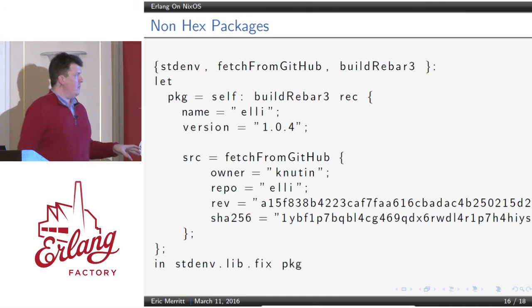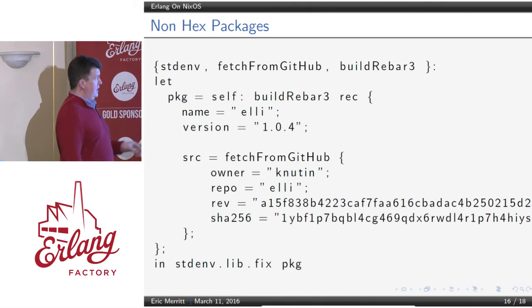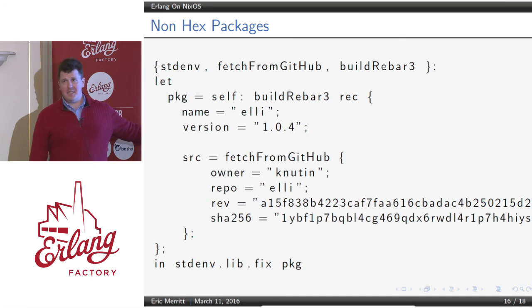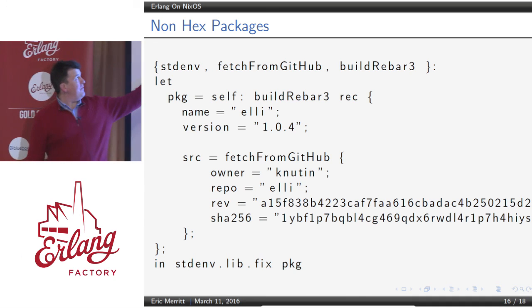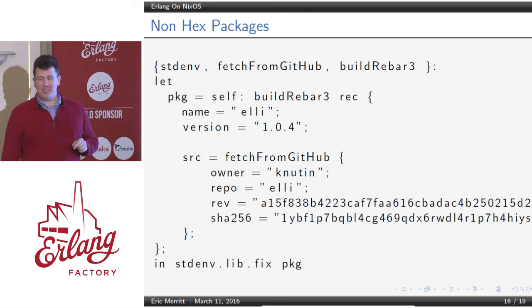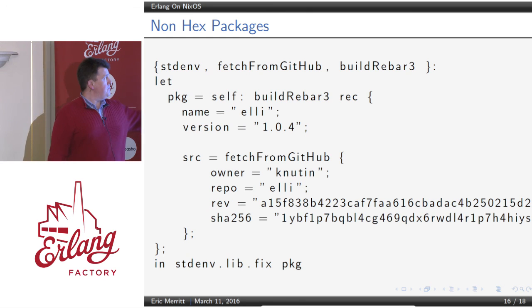So this is what a more normal expression looks like. You see it looks pretty much like the last one. The only thing we have done is we don't need a separate install phase. Rebar 3 derivation understands how to build and install Erlang OTP apps built with Rebar. So we have the same kind of arguments. In this case, we're doing LE. We need std-env from the Nix environment. We need fetch from GitHub because that's how we're going to get the source. And we need to build Rebar 3 derivation. We name version, pretty straightforward.